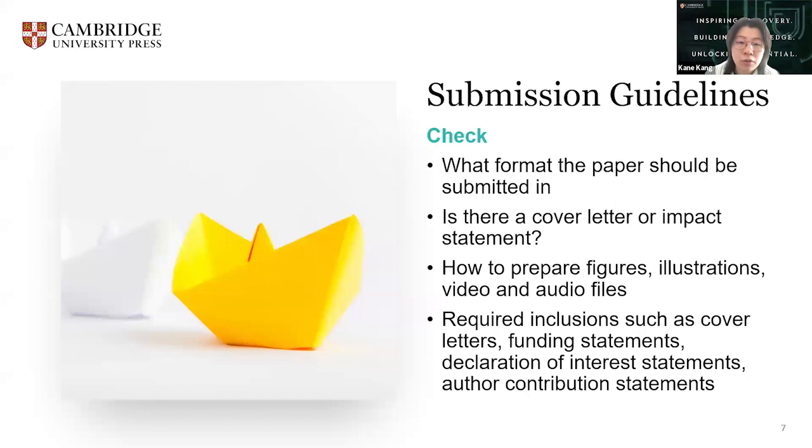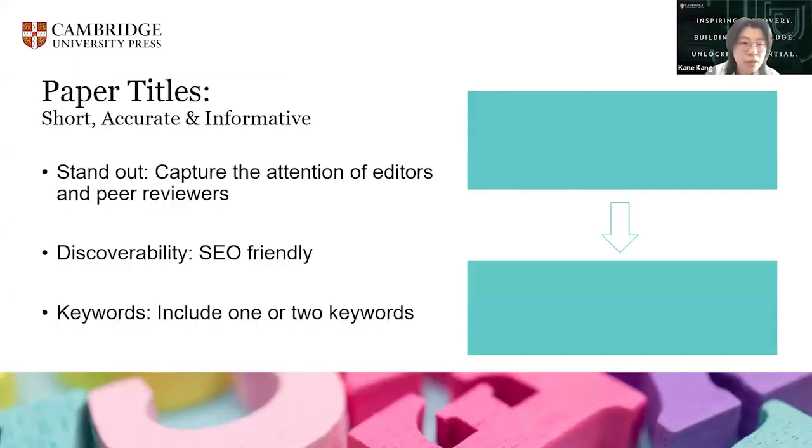After you check this and get your draft done, you might think about your paper title. There are 3 keywords for paper titles: short, accurate, and informative. These kinds of titles can make your paper stand out and capture the attention of editors and peer reviewers. It could also be very SEO friendly. People can easily find your paper, and easily know that it is what they want. Include 1 or 2 keywords in your paper title.